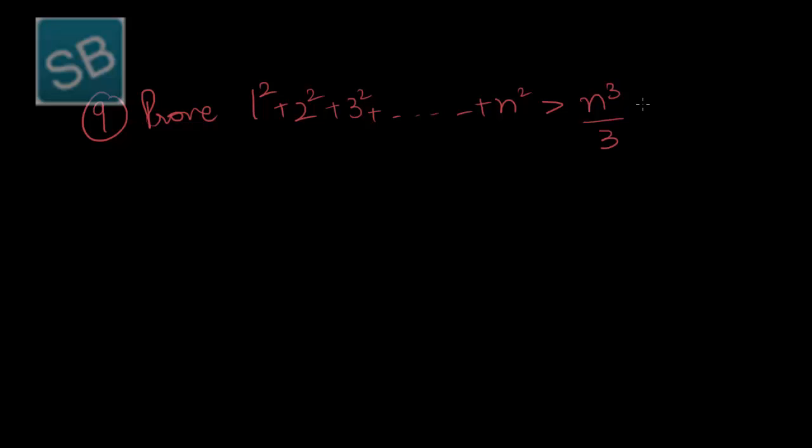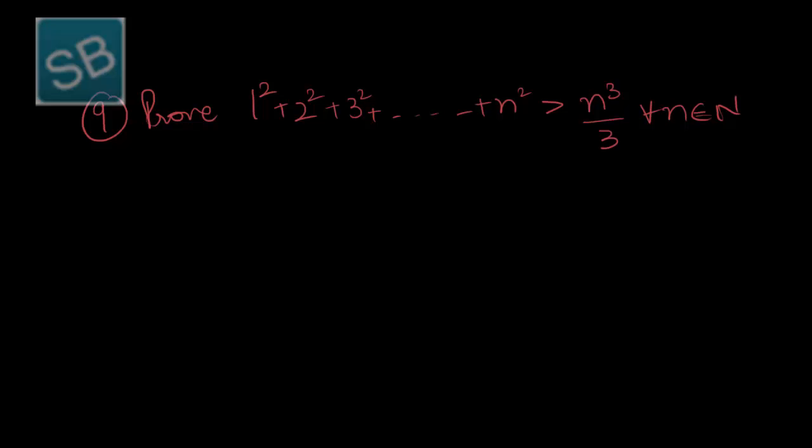Now the next problem is, that is, prove 1 square plus 2 square plus 3 square plus so on up to n square is greater than n cube over 3 for all n belongs to natural number. Here in this problem we have an inequality. We have to prove this inequality by using principle of mathematical induction.